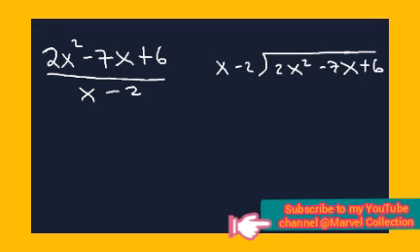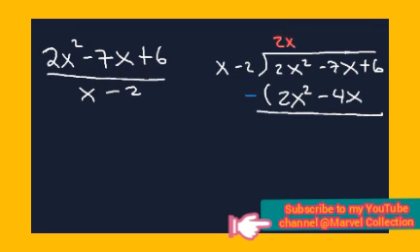So first, let's divide. 2x squared divided by x is simply 2x. So now let's multiply. 2x times x is 2x squared. 2x times negative 2 is negative 4x. And now we're going to subtract. 2x squared minus 2x squared is 0. They cancel. Negative 7x minus negative 4x, which is the same as negative 7x plus 4x. That's negative 3x. And 6 minus 0 is simply 6. So we can bring the 6 down.